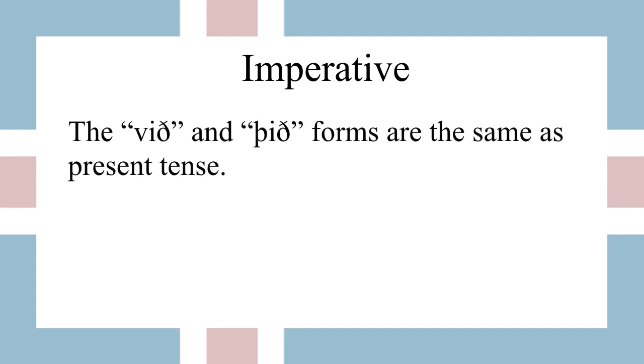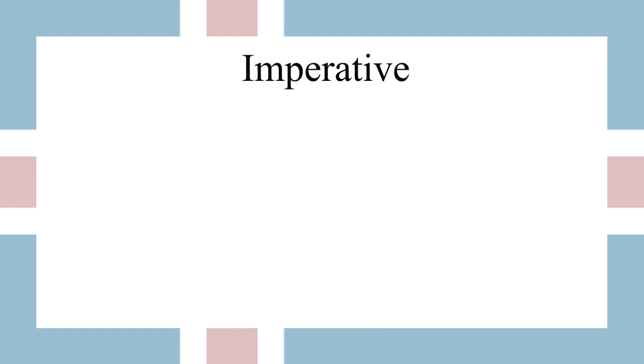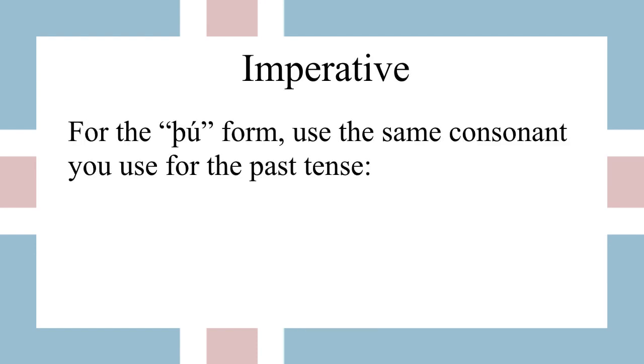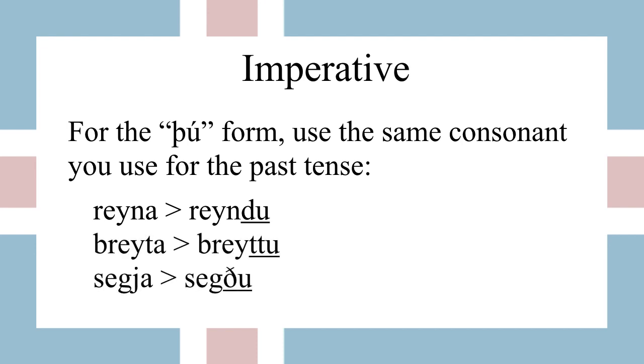All right, let's move on to the imperative. First of all, the við and þið forms are the same as the present tense. So, gerum það means let's do it, and segið mér means tell me. But the þú form is different. So for the þú form, you have to insert the same consonant that you used for the past tense. So, reyna becomes reyndu, breyta becomes breyttu, segja becomes segðu, and gera becomes gerðu.